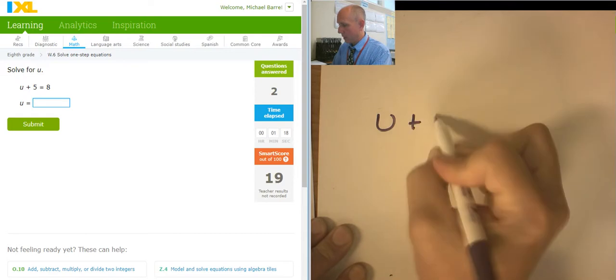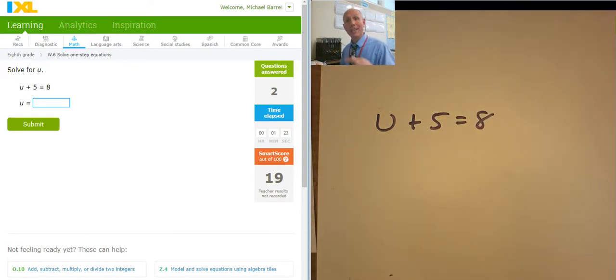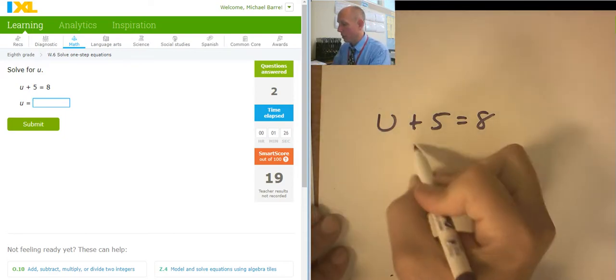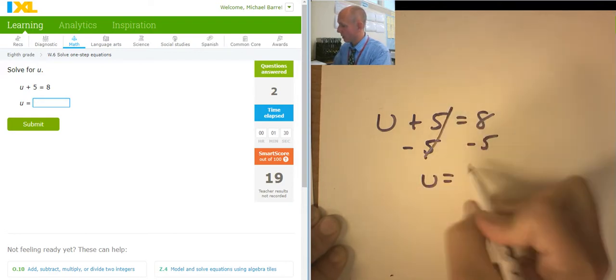U plus 5 equals 8. Who is the variable? U. Who's bugging it? 5. What's 5 trying to do? Add. How do I fight addition? Subtraction. What would you like to do? Subtract 5 from both sides. U equals 3.